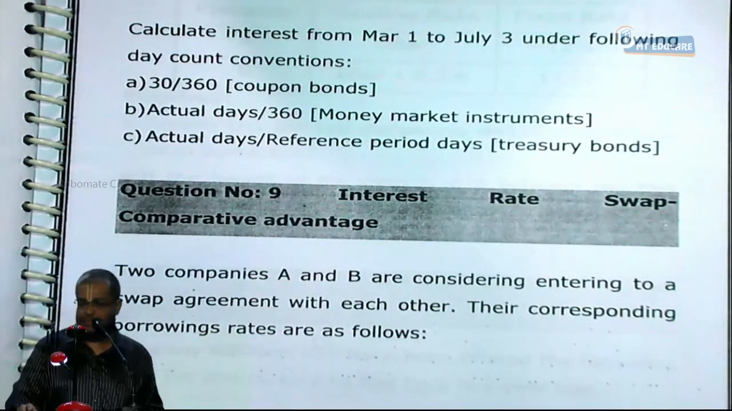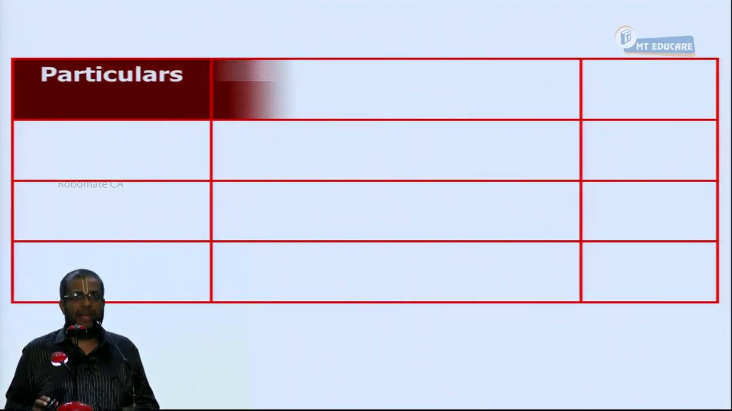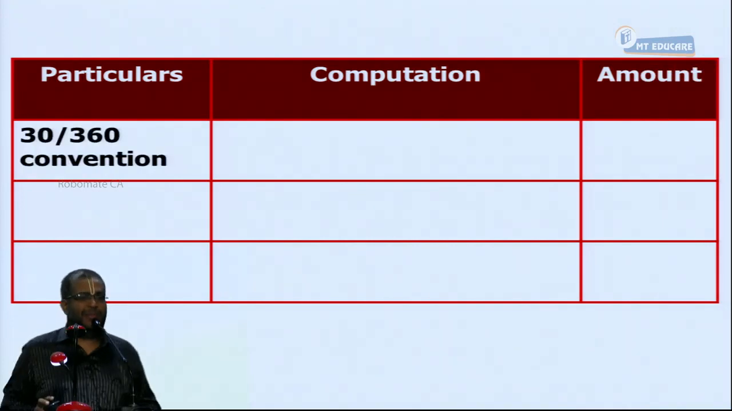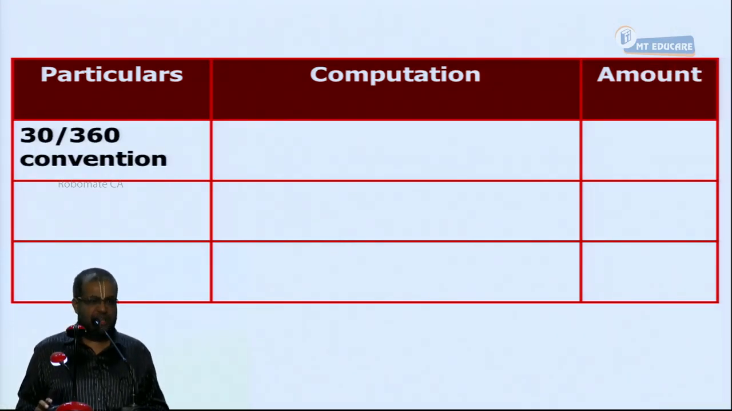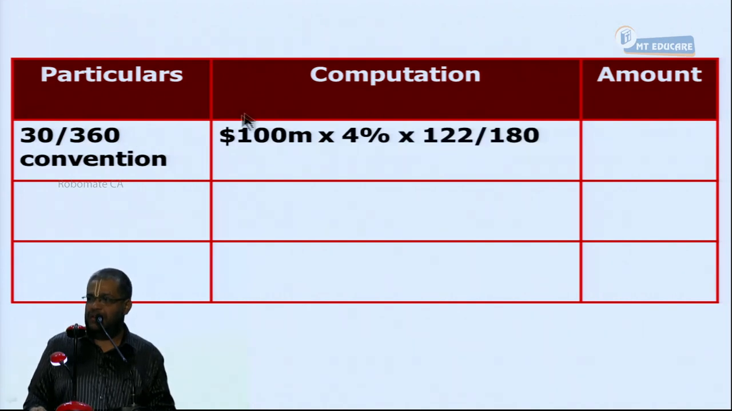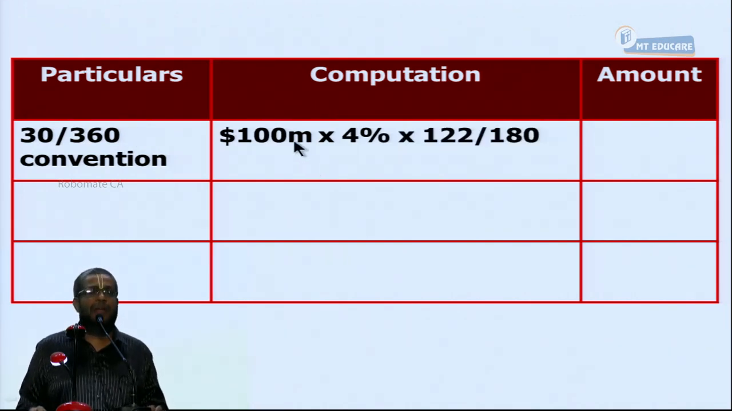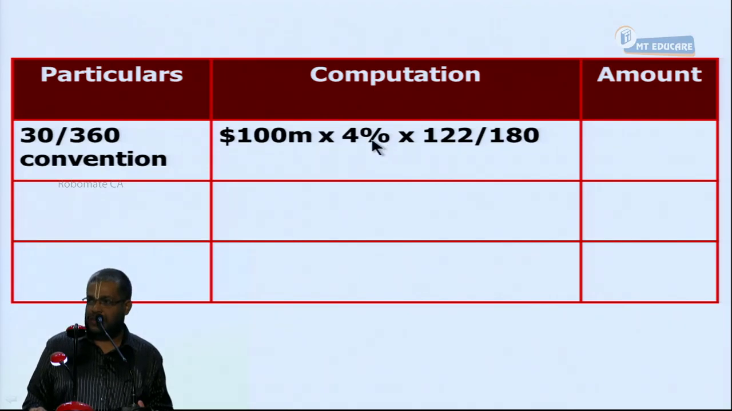Everybody, are you following? No need to copy, first participate. So, first is the 30 by 360 days convention. The calculation is, what is the principal? $100 million. On which, what is the per period coupon? 4%. This 4% is for how many days?